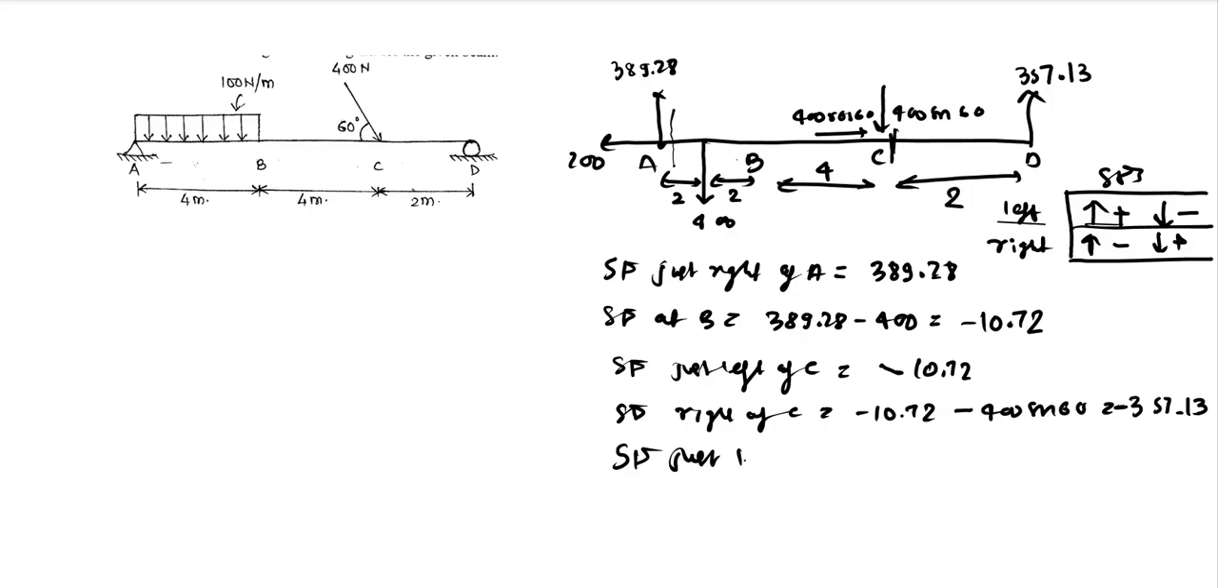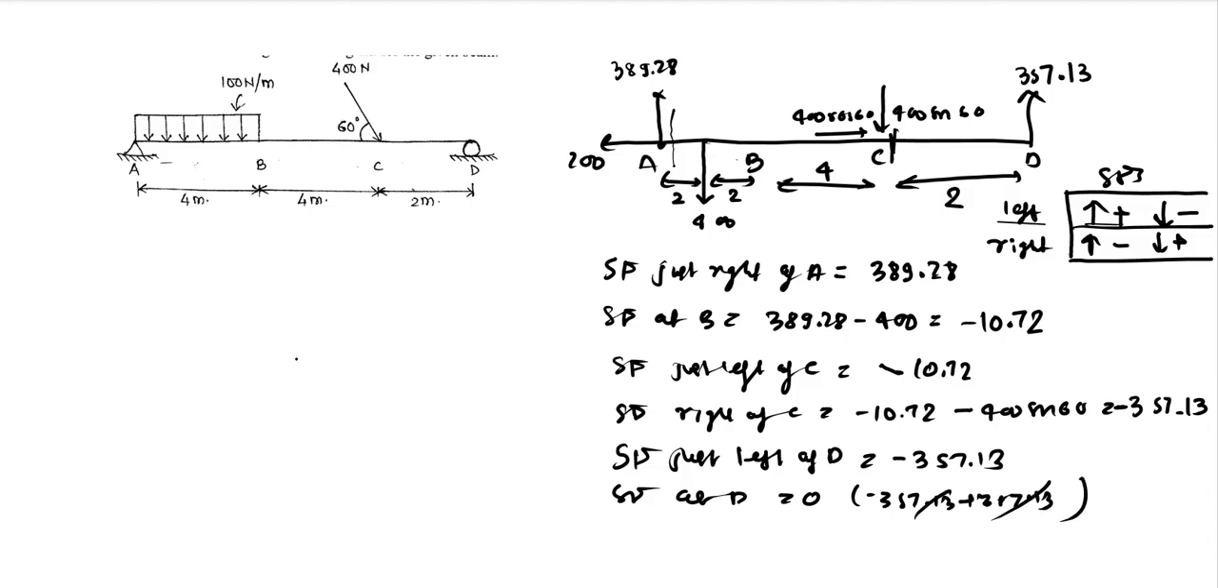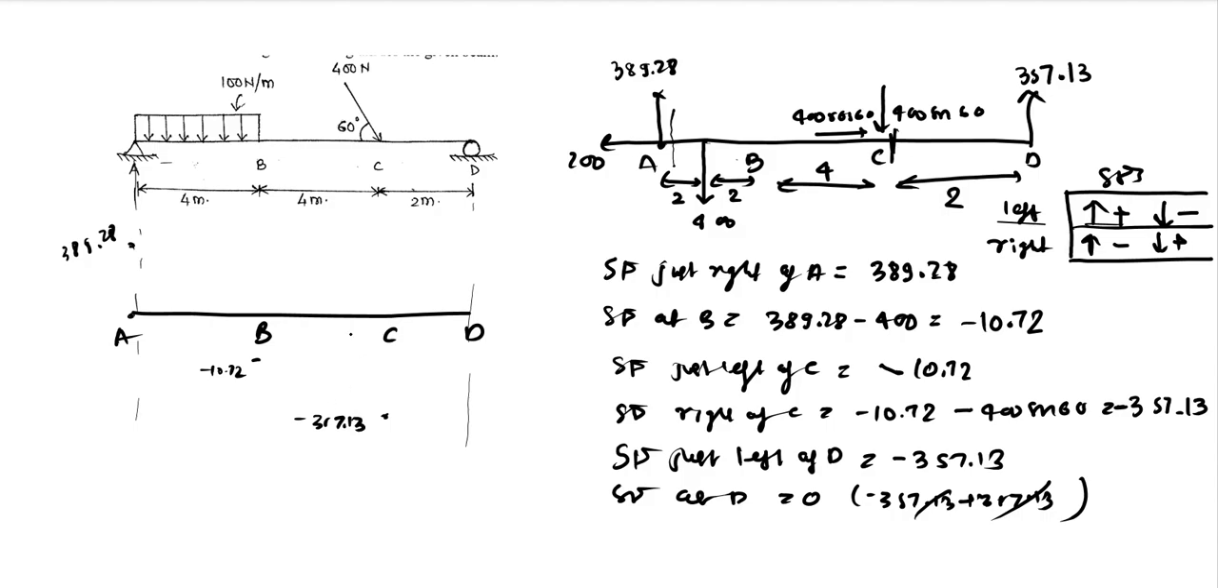Shear force just left of D will be the same, minus 357.13, and shear force at D will be 0 because there is a reaction of 357.13 at that point. So minus 357.13 plus 357.13 becomes 0. So we have this beam, A, B, C, D, and the shear force at A is 389.28, at B it is minus 10.72, at C it is minus 357.13. Left of C it is the same, and left of D also it is the same, and at D it becomes 0.